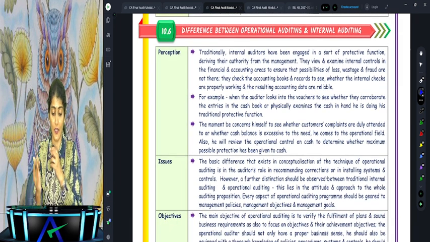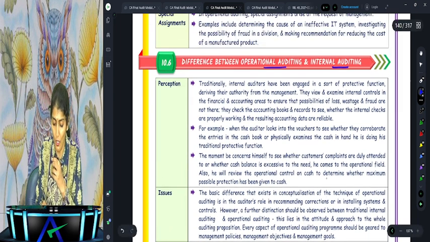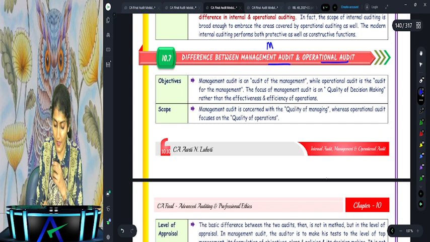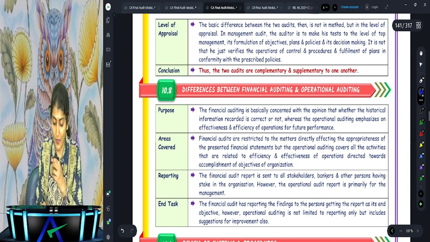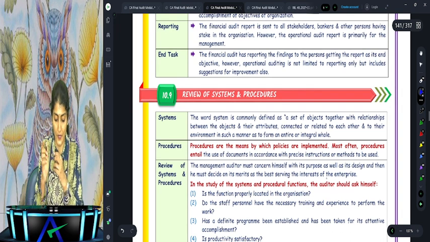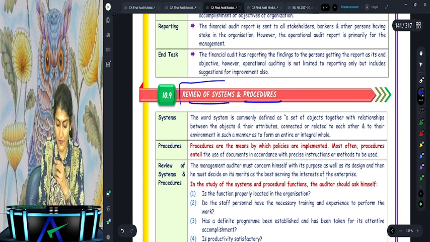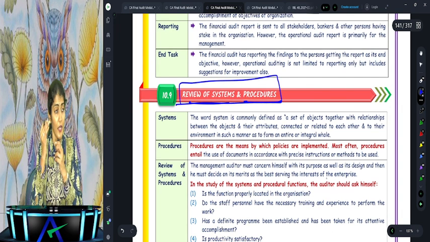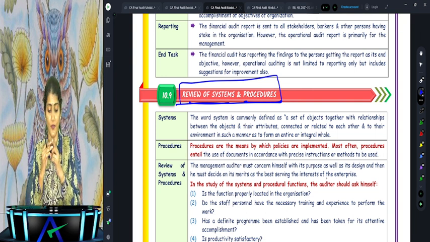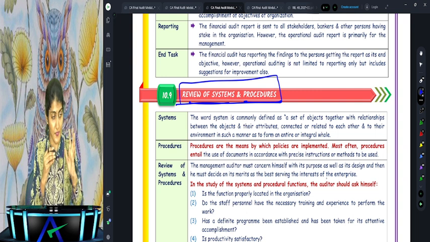And then what did I tell you? You have the difference between the OA and IA, operational audit and the internal audit. Then you have the difference between MA and OA, the management audit and the operational audit. Then you have the difference between the FA and the OA. What is FA and OA? Financial audit and the operational audit. And then the last part of the discussion in this chapter is regarding the review of the systems and procedures.